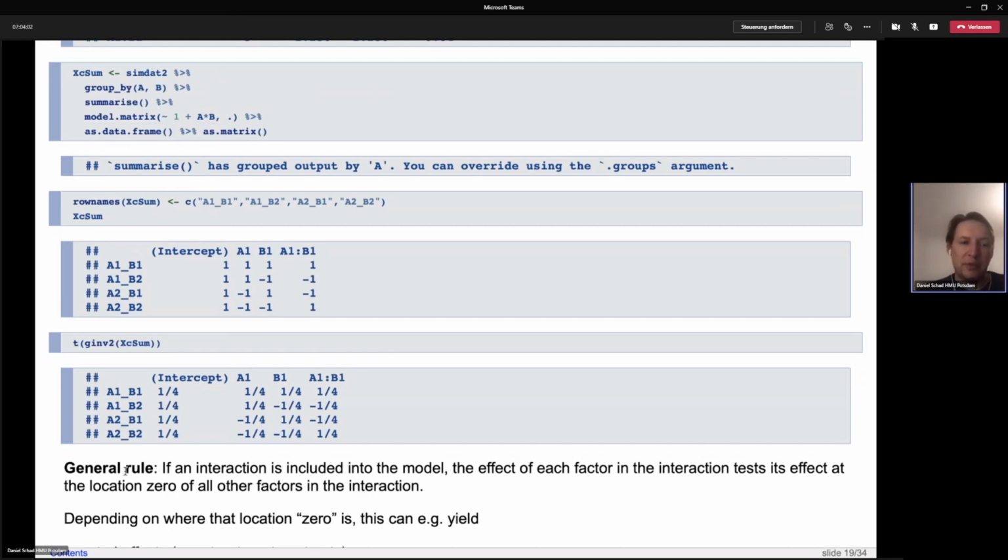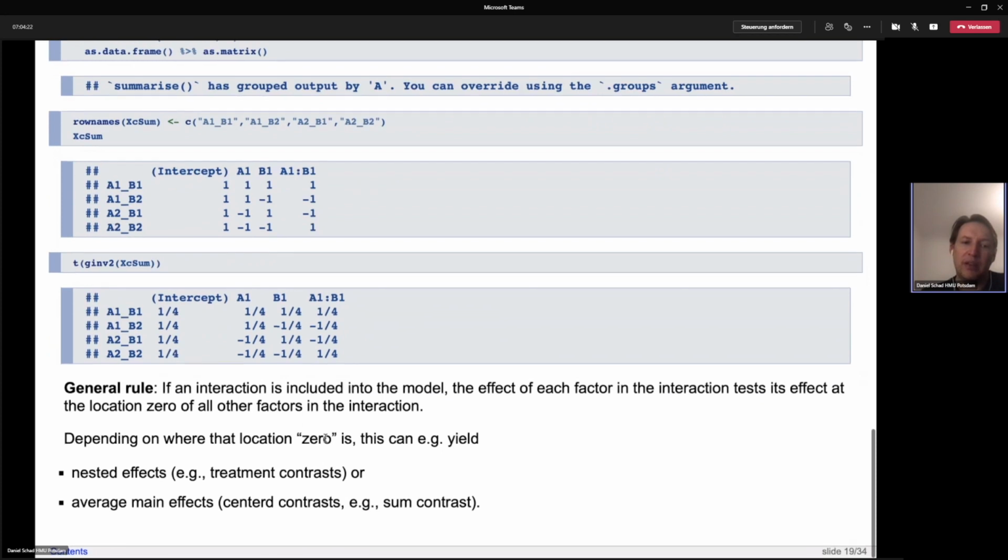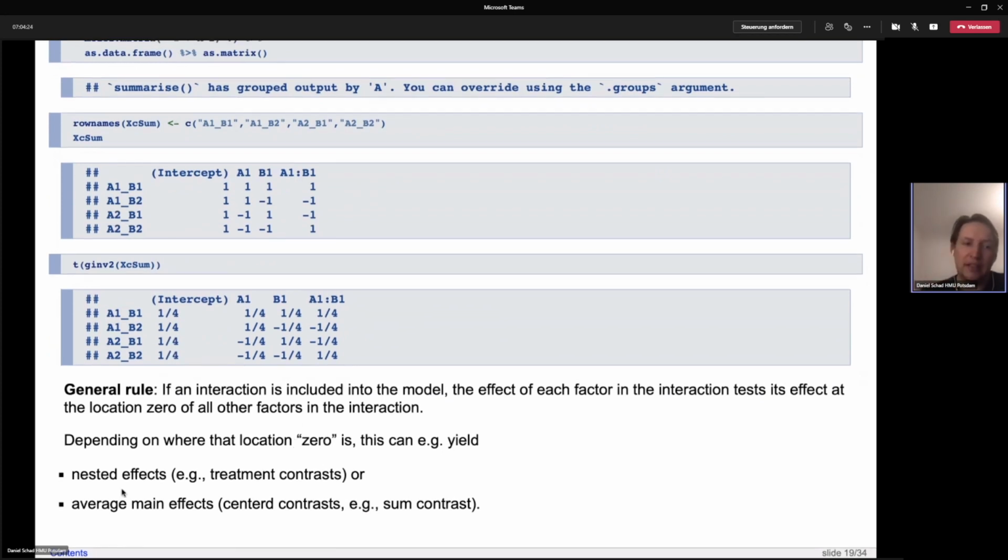So just to remind you of the general rule, if an interaction is included into the model and you have the main effects in the interaction, the effect of each factor in the interaction tests its effect at the location 0 of all other factors in the interaction. Depending on where the location 0 is, this can yield either nested effects when you have a treatment contrast, or you can have average main effects if the other contrast is centered. This centering is mostly the case.